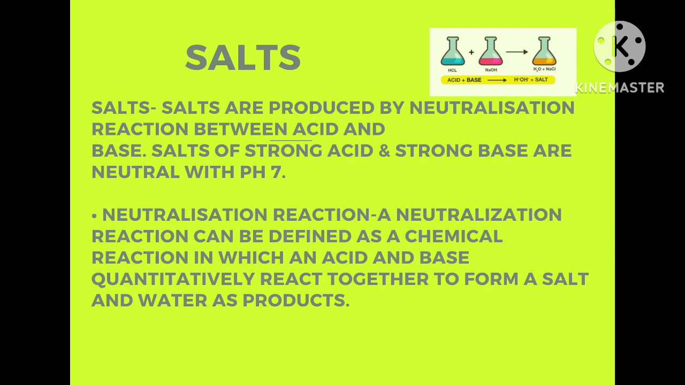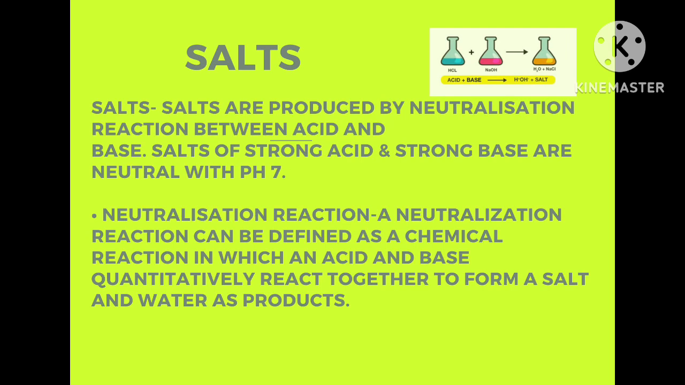Salts of a strong acid and a strong base are neutral with pH value of 7. On the other hand, salts of a strong acid and a weak base are acidic with pH value less than 7, and vice versa. That means those of a strong base with a weak acid are basic in nature with pH value more than 7.